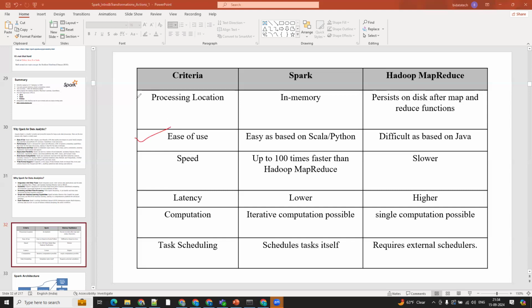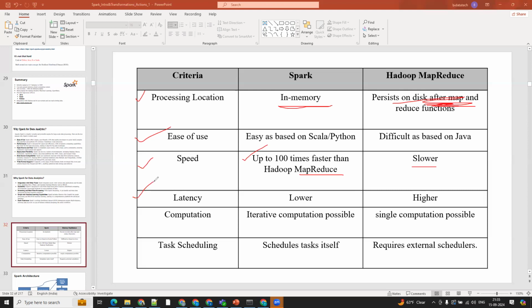Now, processing location. Where is data actually processed? In Spark, data is processed within RAM. But in MapReduce, it uses disk operations. Because of these disk operations, the IO rate, meaning input output iterations, is higher, so it used to take more time. But because of RAM operations, Spark takes very little time. And from a speed point of view, Spark is 100 times faster than MapReduce. And of course, MapReduce is slower.